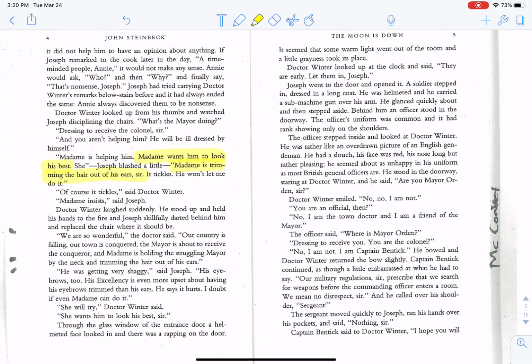Like I mentioned earlier, Captain Bentuk, very bottom of page 5, is the first invader that we know by name. And he is kind of the second in command to Colonel Lancer. When he comes into the mayor's home, he bows, continued as though a little embarrassed. He has to search the home for weapons, and he's going to do that before the commanding officer arrives. But he says, we mean no disrespect, sir. I don't want you to think that we're doing anything mean. This is part of our procedure. We're not doing anything wrong. We want to be polite about it. So he bows, which is this symbol of ultimate politeness and respect.